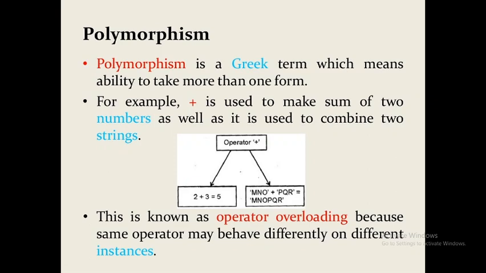So polymorphism is a Greek word that stands for the ability to take more than one form. Like if I'm saying a plus operator or a plus symbol. Using the plus symbol I can perform the addition of two numbers, the addition of two strings, and the addition of two floating point numbers. So in that case I can say that this plus operator is overloaded, because the plus operator is performing more than one operation or more than one function.